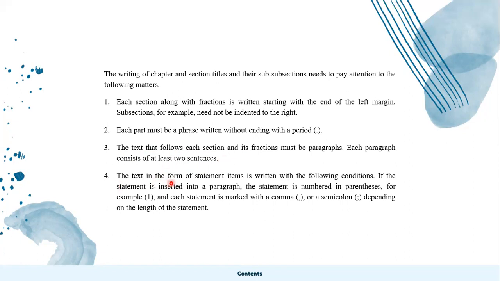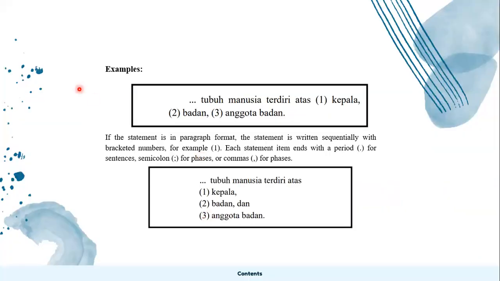Last, the text in the form of statement items is written with the following conditions. If the statement is inserted into a paragraph, the statement is numbered in parentheses, like this, and its statements are marked with a comma or a semicolon, depending on the length of the statement. This is the example in a paragraph. And if the statement is in paragraph format, the statement is written sequentially with bracketed numbers. Each statement item ends with a period for sentences, a semicolon for phrases, or a comma for phrases. Like here, like this.